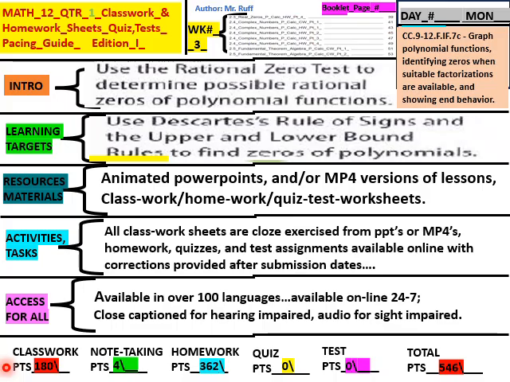Classwork points are at 180 classwork points. Note taking is 4 points. Homework is 362 points of homework. Quiz is 0, test is 0. So your total is 546 points for week 3.